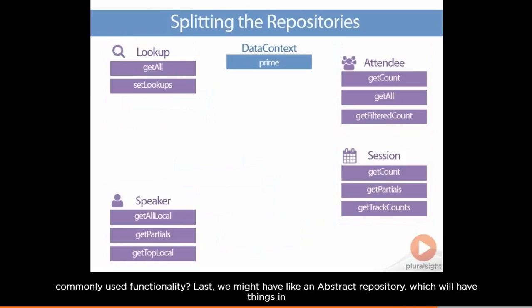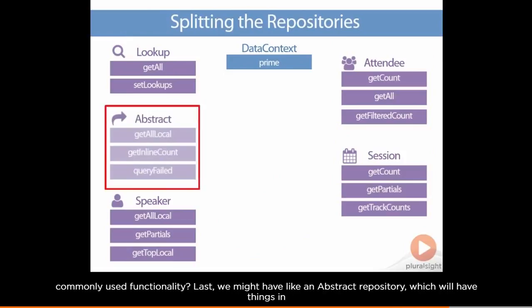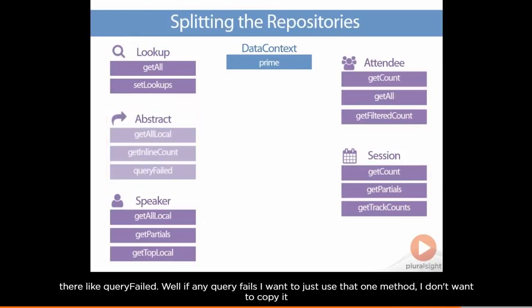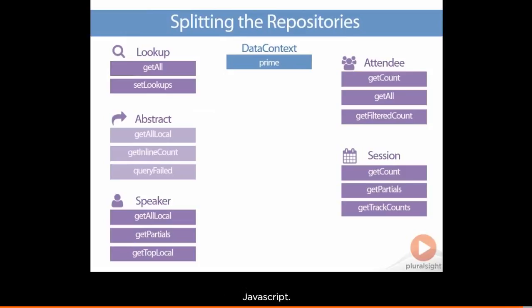But what about that commonly used functionality? Well, that's where we might have like an abstract repository, which will have things in there like query failed. Well, if any query fails, I want to just use that one method. I don't want to copy it around. Same things like get all local. If I want to get all the local data that I happen to have in cache, I can just pass in the type, whether it's a lookup or an attendee or a session. So we can have that common features in its own little common repository. So we're going to delegate the responsibilities out to the different repositories, and this pattern works really well with the combination of Angular and Breeze and JavaScript.